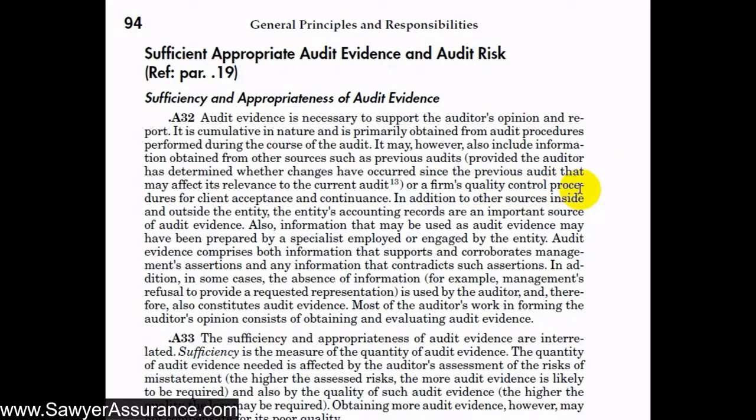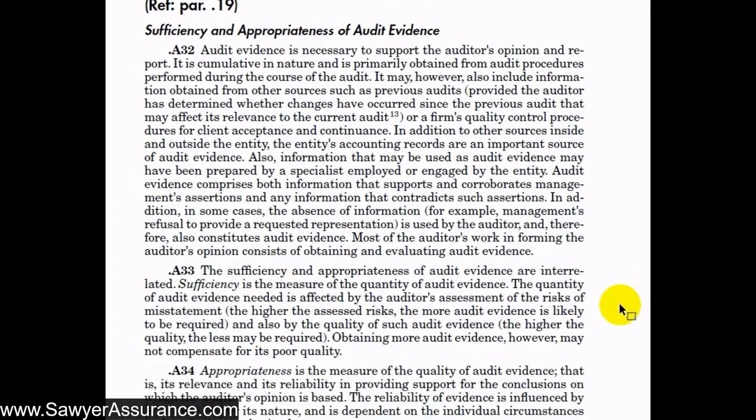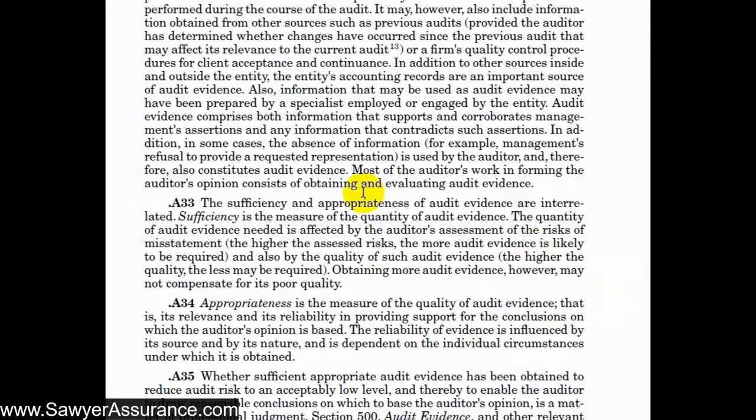It could also come from other sources inside and outside of the entity, for instance, maybe confirming the cash balances with a bank. It also comes from accounting records of the client, or it could also come from a specialist that's employed by the audit firm or the client. And so the auditor's job is to get sufficient and appropriate audit evidence under the circumstances.